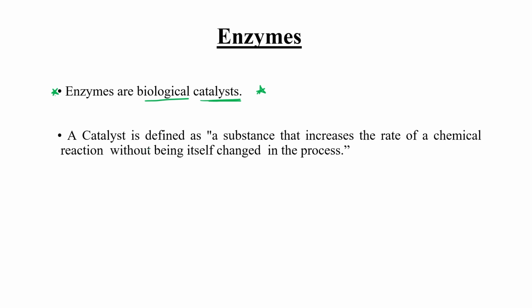And what is a catalyst? A catalyst is defined as a substance that increases the rate of a chemical reaction without itself being changed in the process, or without being involved in the process. They just enhance the rate of chemical reaction. This is the work of any type of catalyst, right? And enzymes are also a type of catalyst, or more specifically, biological catalysts or biocatalysts.